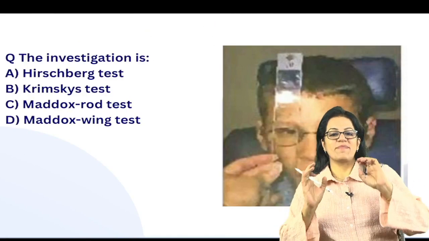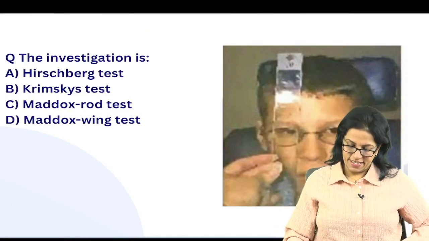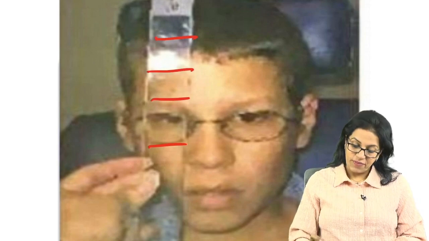We come to the next image. What is this image now? Look at it. This investigation, what do you see? You are seeing a prism bar. It has different strengths of prisms in the form of a scale, right?